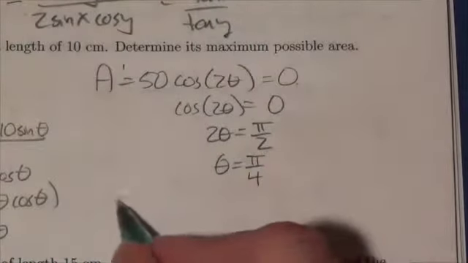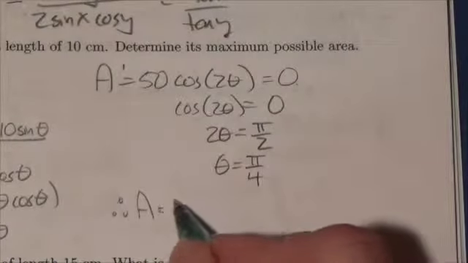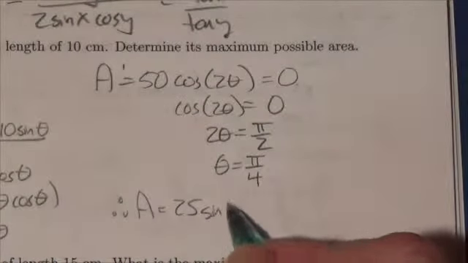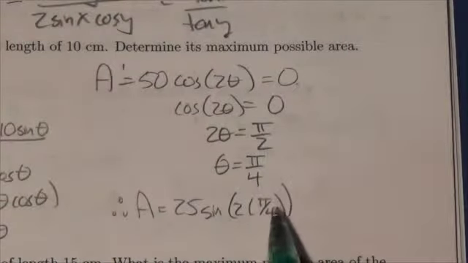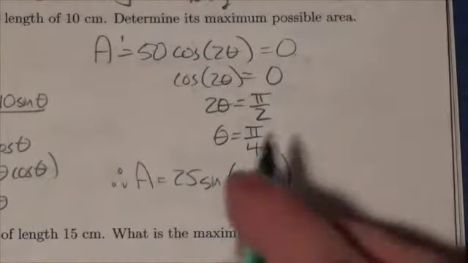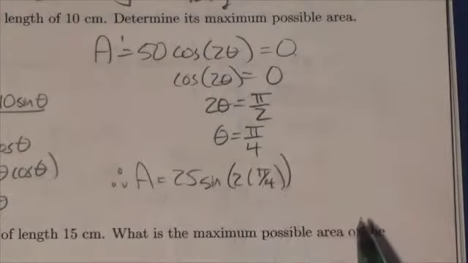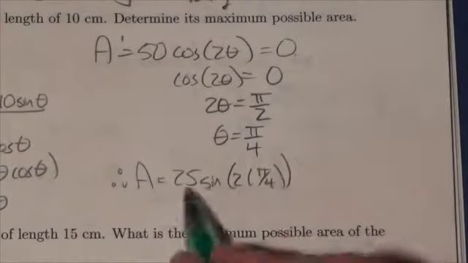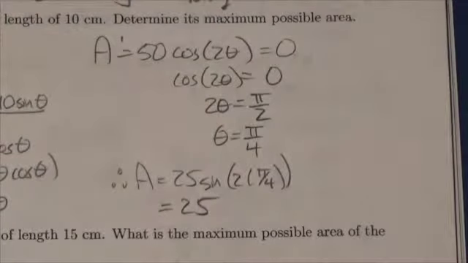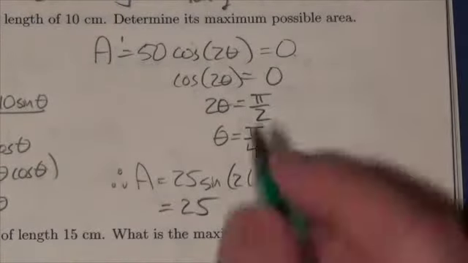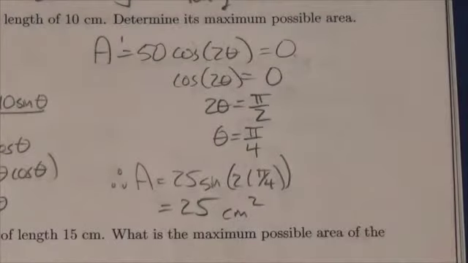And so now, therefore, the area is going to equal 25 times the sine of 2 times pi over 4. Pi over 4 is the angle that maximizes this area here. 2 times pi over 4 is pi over 2. Sine of pi over 2 is 1. So the answer is 25 units squared, just centimeters squared, whatever that turns out to be, centimeters squared.